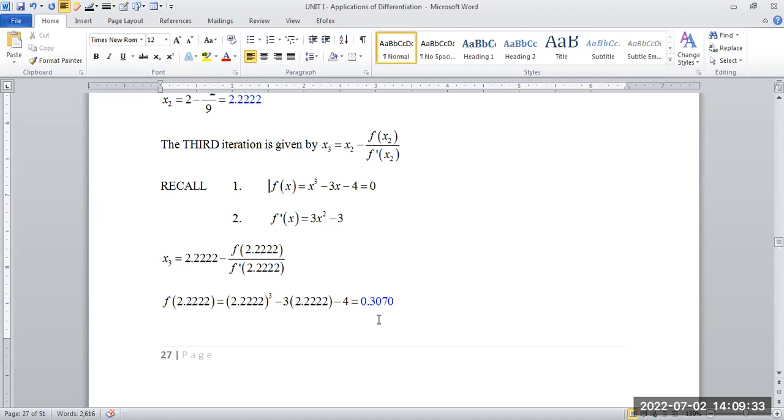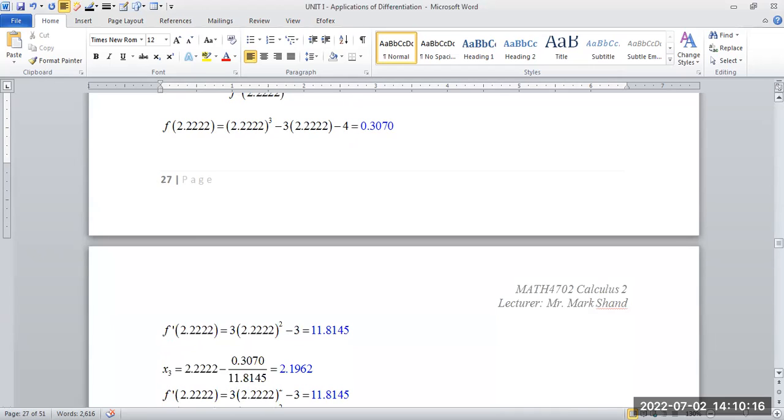Yes, sir. Okay. And then do me a favor now. You know what f dash of x is. Substitute 2.2222 into f dash of x and tell me what you get, please. 11.8145. Let me see if I can write it.